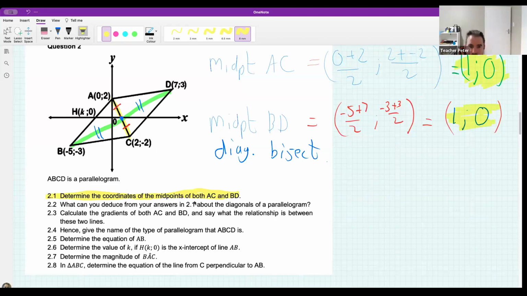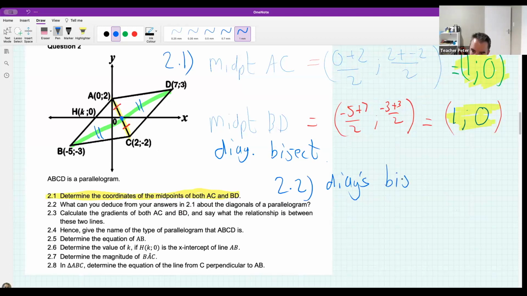So even though it didn't ask you this, it asks you in 2.2. Okay, let me answer. So we did 2.1 here. 2.2 says, what can you deduce from answers in 2.1 about the diagonals of the parallelogram? They cut each other in half, or the diagonals bisect each other. And if diagonals cut each other in half or bisect each other, you then know that the quadrilateral they're forming, therefore ABCD, is a parallelogram.